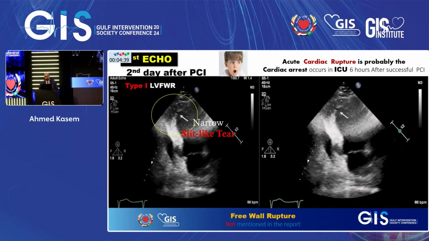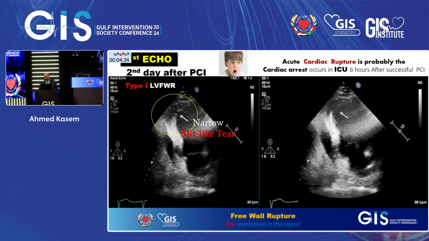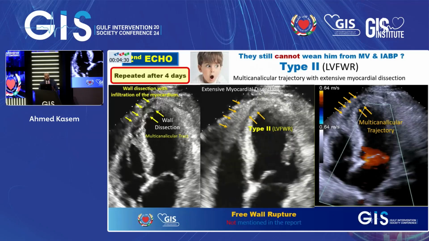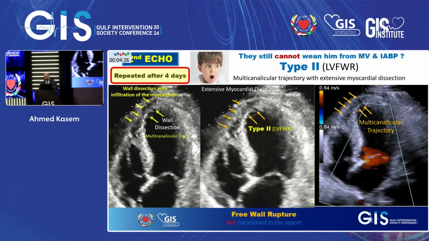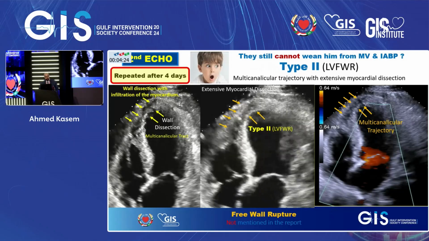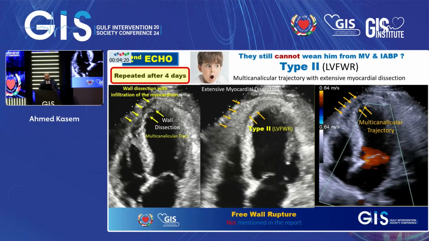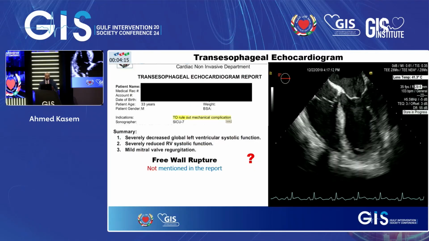There is type 1 free wall rupture, a slit-like dissection and tear in the wall, in the apex, and echo was again repeated after 4 days. There was more progression of this dissection of the wall and more infiltration of the myocardium, more canalicular damage of the myocardium after 4 days, and still the case was missed for diagnosis.